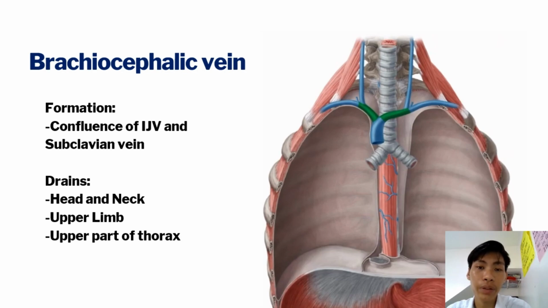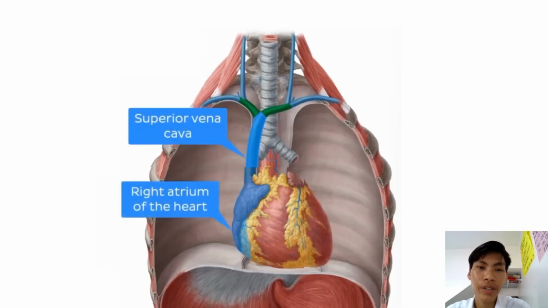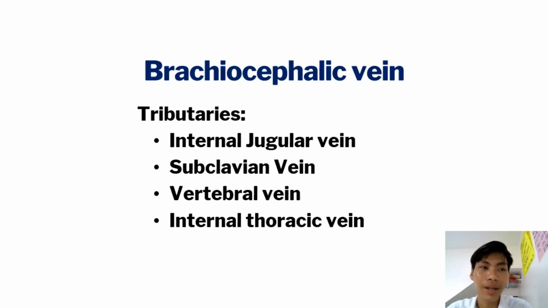Then it drains into the brachiocephalic vein. After the brachiocephalic vein, it then drains into the superior vena cava and into the right atrium of the heart. The brachiocephalic vein receives four main tributaries, which include the internal jugular vein, the subclavian vein, which we've already discussed earlier, and the other tributaries such as the vertebral vein and the internal thoracic vein.